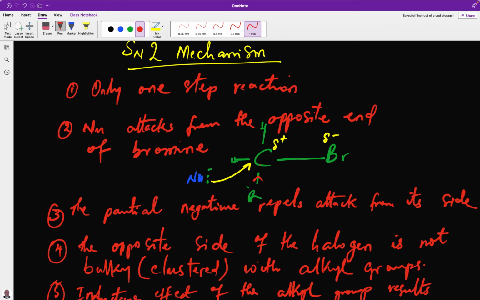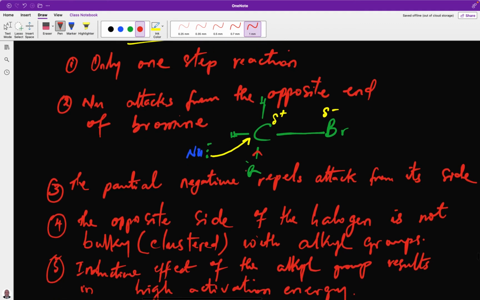Then I gave the reason that it will attack from behind: the opposite side of bromine, where the nucleophile will attack, is not clustered. It is not bulky. Number two, it will only attack from the opposite side, because if it comes through bromine, bromine will repel the attack from its side. The partial negative bromine will repel if it is coming from this side. So it will only attack from the opposite side.